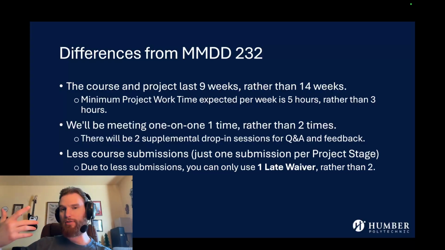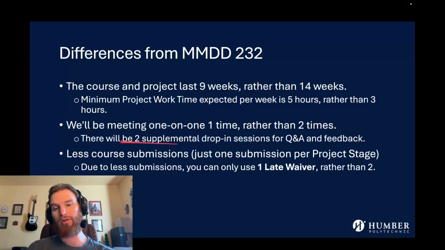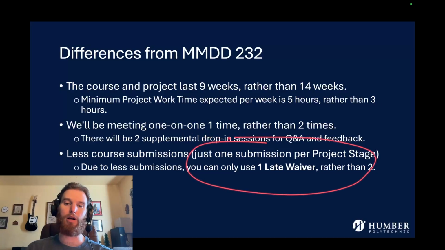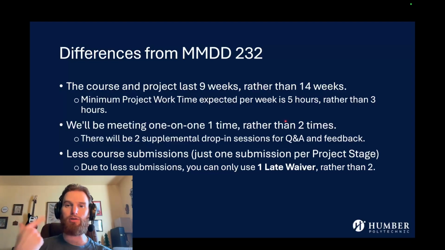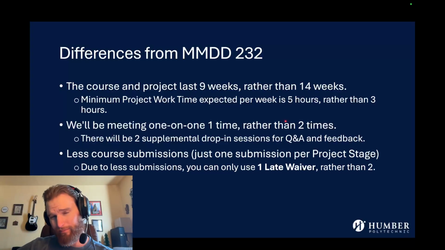And there are fewer course submissions this time around. So there's only going to be 1 submission per project stage. If you can recall, last semester there were things like stage 2A, stage 2B, stage 3A, stage 3B. But this time it's just stage 1, 2, 3, and 4, right? And you should have a good sense of what each of those things will look like.